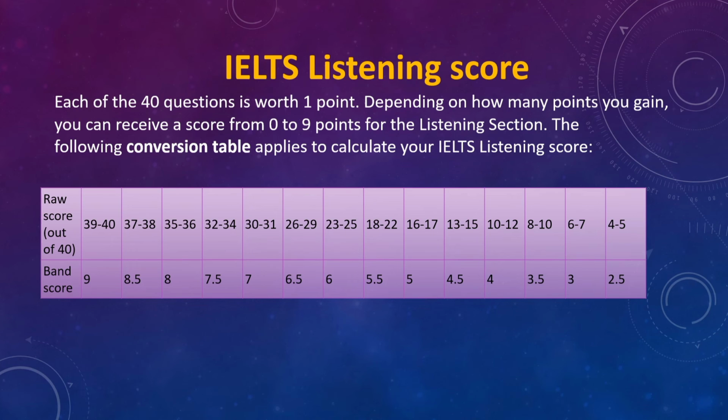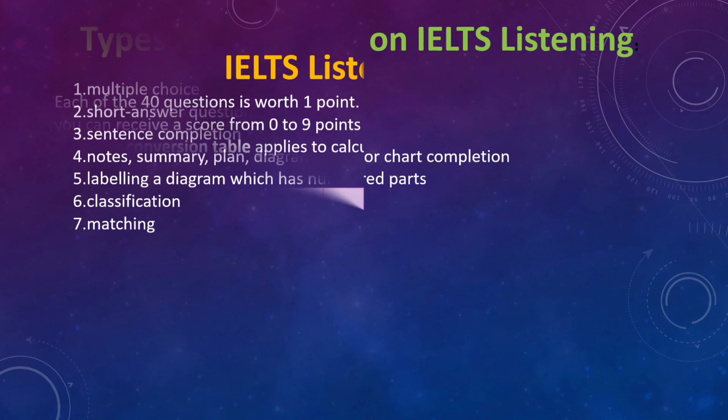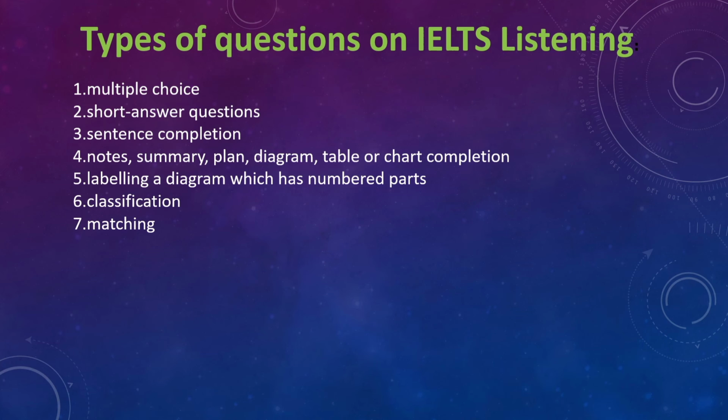Types of questions on IELTS listening. What are the types of questions you will be given in the 4 sections? Number 1, multiple choice questions. 2, short answer questions, one word answers. 3, sentence completion. 4, notes, summary, plan, diagram, table or chart completion. 5, labeling a diagram which has numbered parts. 6, classification. 7, matching. So these are the types of questions in the listening module, and in coming videos we will see what these types of questions are in detail.